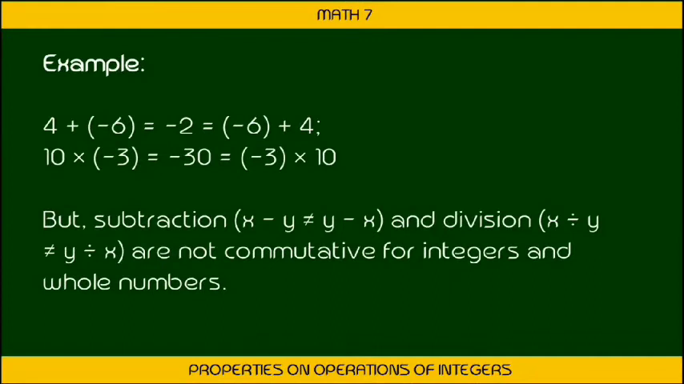Example, 4 plus -6 is the same as -6 plus 4, and the answer will be -2. 10 times -3 will be -30, and also the same with -3 times 10. But subtraction, x minus y is not equal to y minus x, and division, x divided by y is not equal to y divided by x, are not commutative for integers and whole numbers.